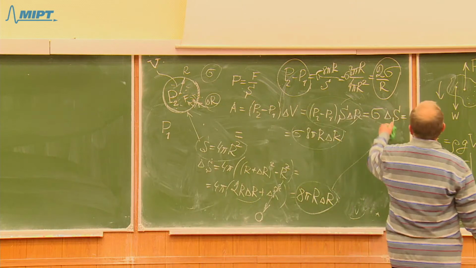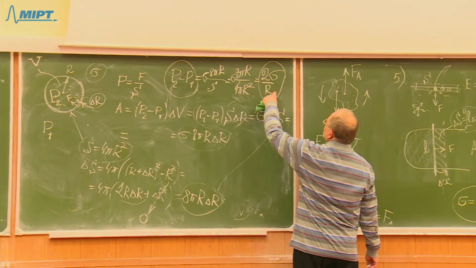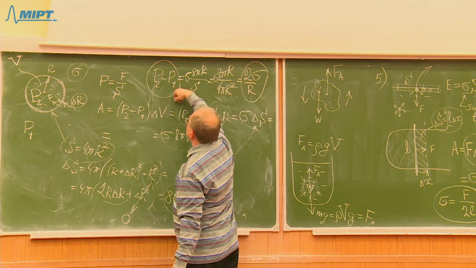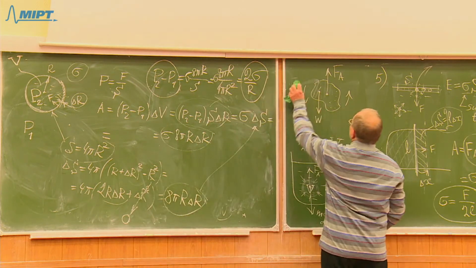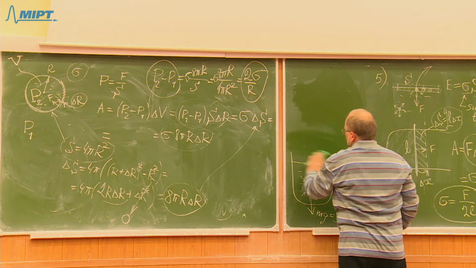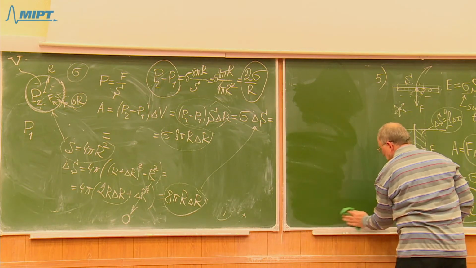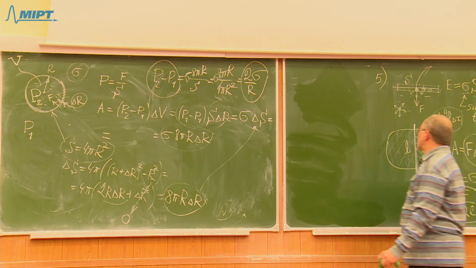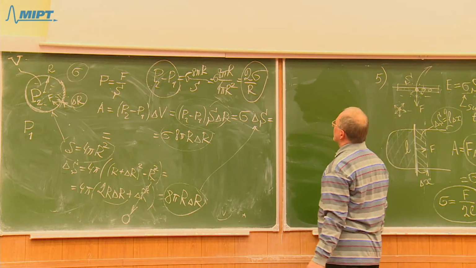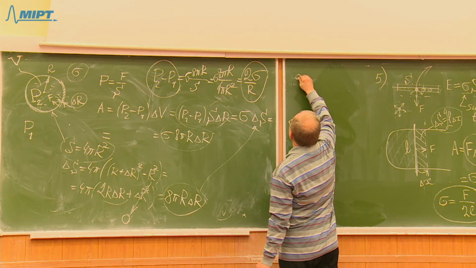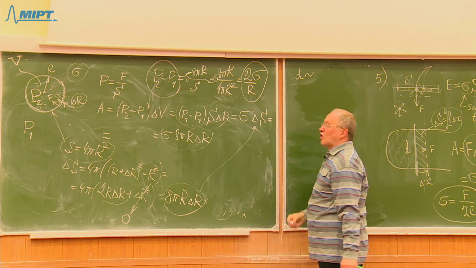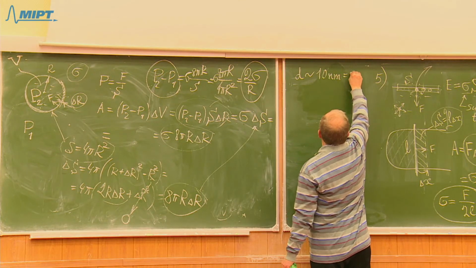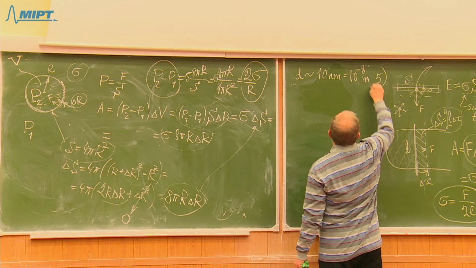If we take a very small droplet with a very small radius, then the small value in the denominator will give you a large value for the pressure difference. Let's make an assessment. What will be the pressure difference inside a small droplet of water like this one, which we have already considered, having a diameter of 1 micron or even smaller? I will take a smaller droplet. Let's consider a very small droplet of diameter about 10 nanometers, which is 10 to the minus 8 meters.